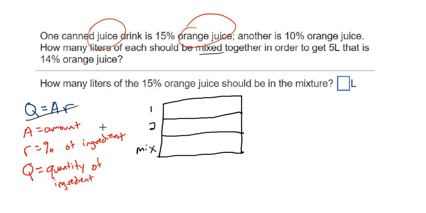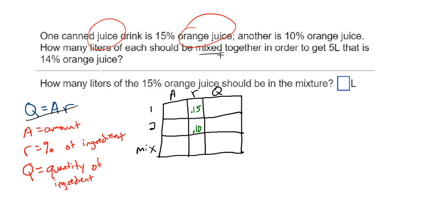We want to find the things from the formula for each of these, so we'll make a column for each thing in the formula. So we have A, we have R, and we have Q. And then we'll try to fill in the information based on what's given in the problem. One canned juice drink is 15% orange juice. That's the R for the first drink. It's 15%, and we will write that in decimal form. Anytime you plug a percent into a formula, almost any time, you want to have it in decimal form. The second juice drink is 10% orange juice, so we'll put that here, 0.10.